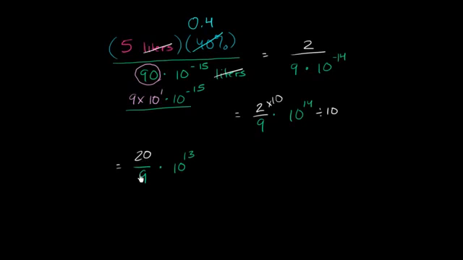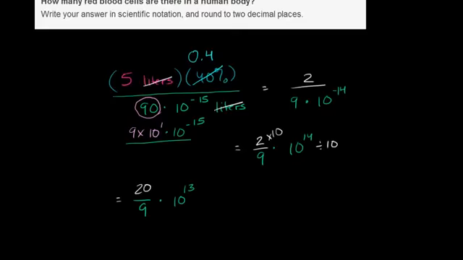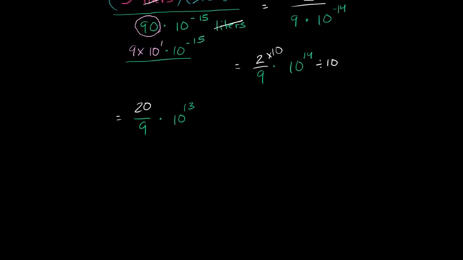So what's 20 over 9? This is going to give us a number that is greater than or equal to 1 and less than 10. So let's figure it out. And they wanted us to round, I think they said round our answer to 2 decimal places. So let's do that. So 20 divided by 9. 9 doesn't go into 2. It does go into 20 2 times. 2 times 9 is 18. Subtract. Get a remainder of 2.